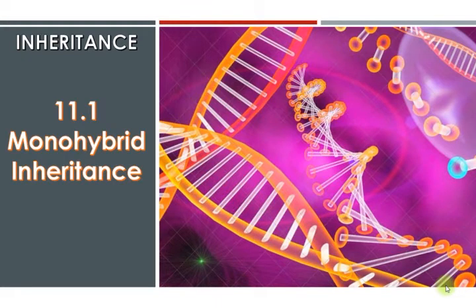So let's continue our discussion on 11.1 monohybrid inheritance, part 2 for today. Alright, do you still remember what a monohybrid inheritance is? Monohybrid inheritance involves the inheritance of one characteristic that is controlled by a gene. Mono refers to one, one characteristic only.